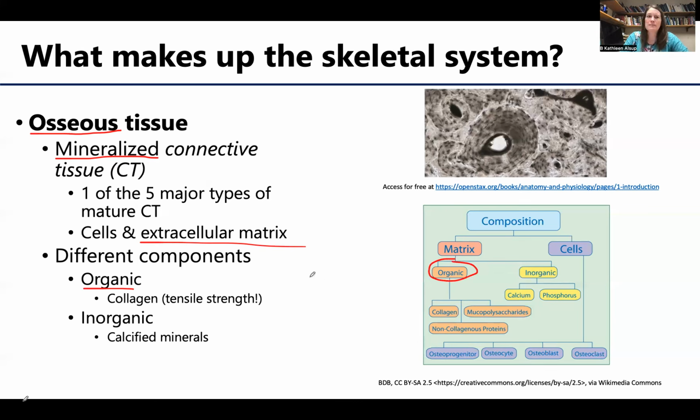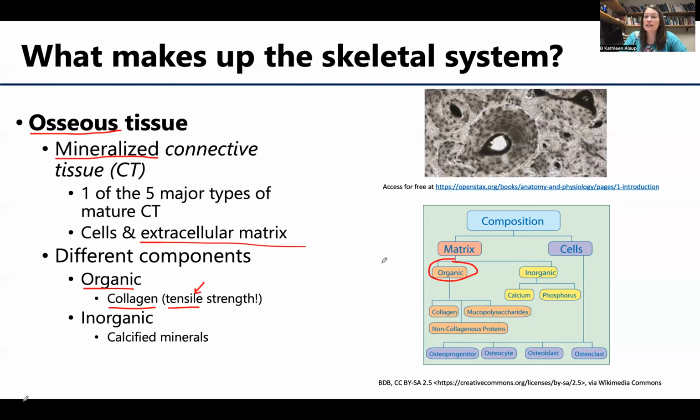The organic component is mostly going to be composed of collagen fibers, and collagen fibers are composed mostly of the protein collagen. It's very, very strong, and very important in terms of resisting stretching. So it has a high tensile strength associated with it. We'll come back to this term in the next slide.